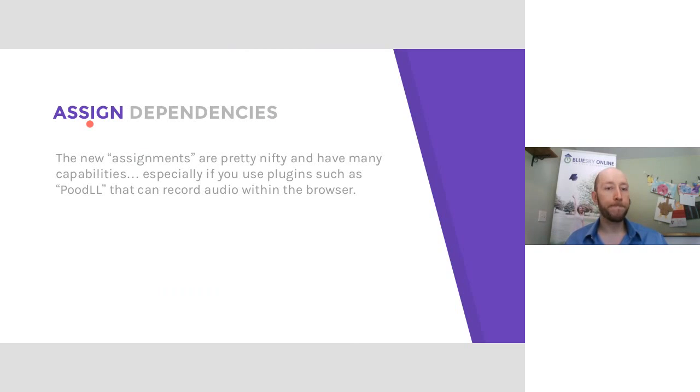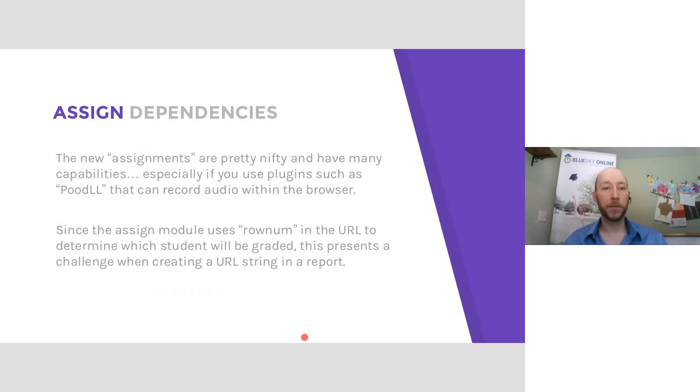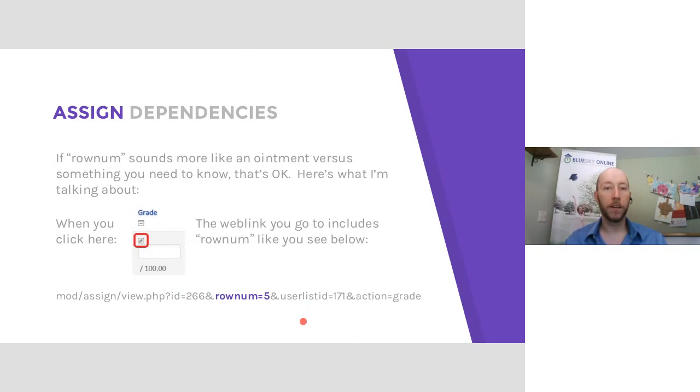So with the assign module, there are many capabilities, and I love that you have lots of different options with Poodle. If you haven't checked out that plugin, they can make it great to submit multiple different kinds of options for students. But with this Rownum dependency, or the kind of sort that's required for the logic behind that plugin, it makes it difficult to make a URL that is going to bring a grading teacher directly to what they need to grade. And there's different ways you can go about that.